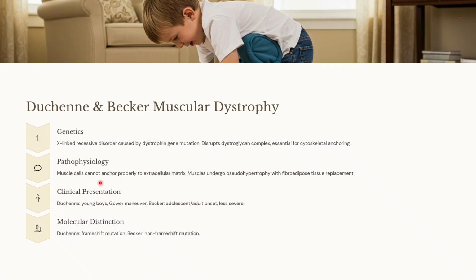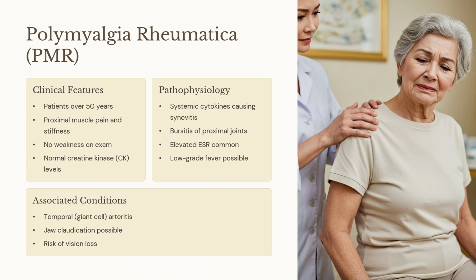Because of this, muscle cells cannot anchor properly to the extracellular matrix. So the muscles will undergo pseudohypertrophy and fibroadipose tissue replacement. Duchenne is mostly seen in young boys, whereas Becker is seen in adults or with adolescent onset, because Becker is much less severe compared with Duchenne. Duchenne has a frame shift mutation, while Becker is a non-frame shift mutation.